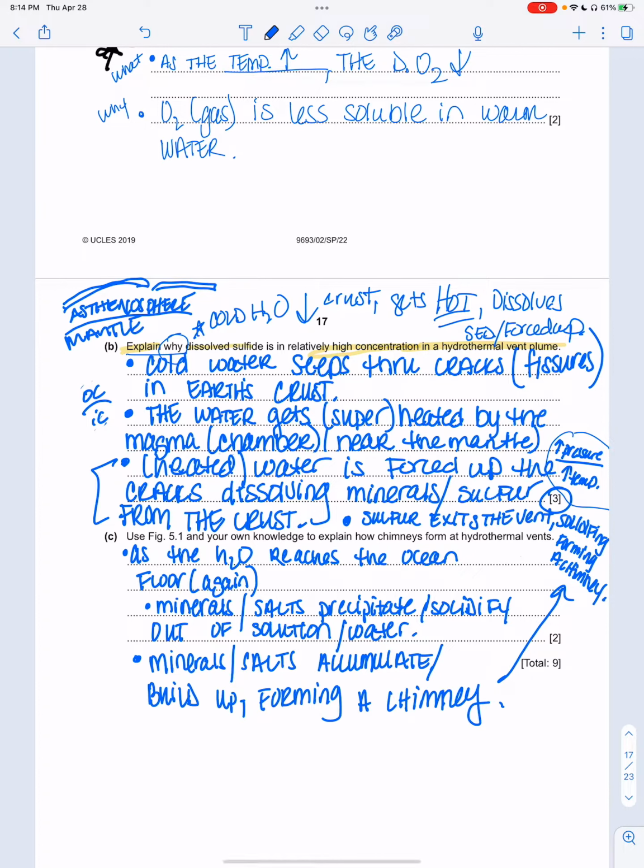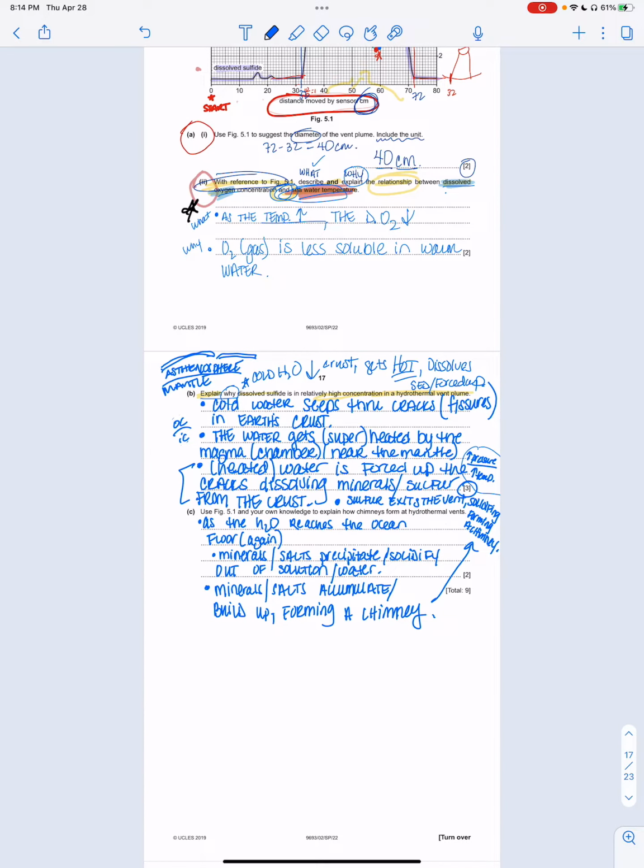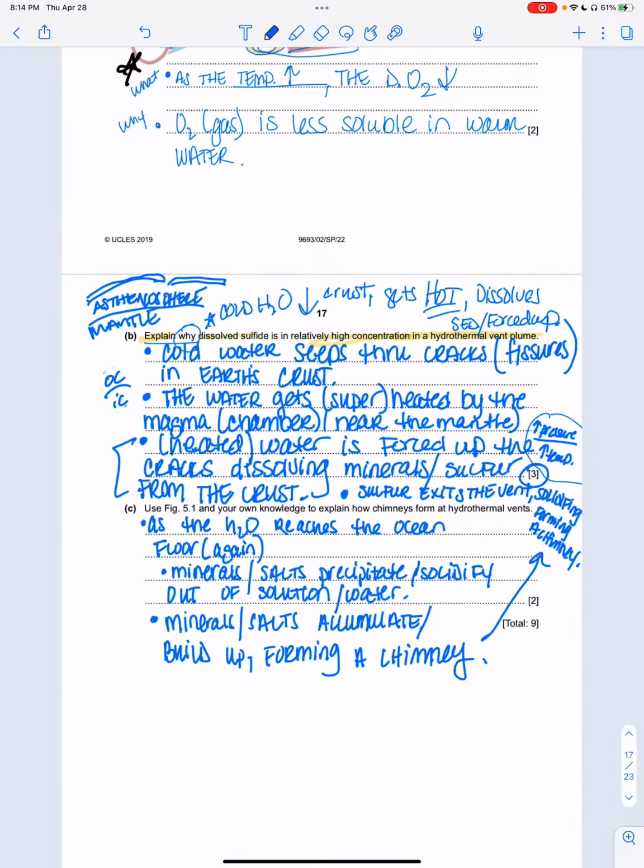Forming a chimney. You didn't get any questions about hydrothermal vents on Wednesday, so you can definitely assume that's going to happen again, or something about chemosynthesis. Maybe if you say chemosynthesis, good for you. It happens at the underwater volcanoes at hydrothermal vents.